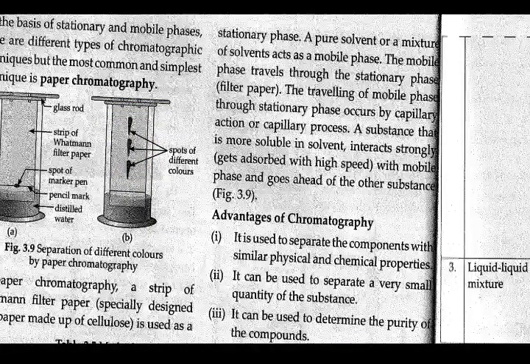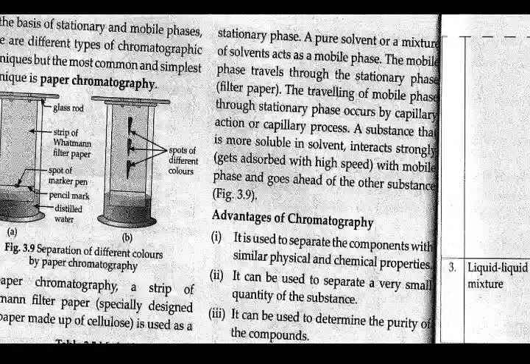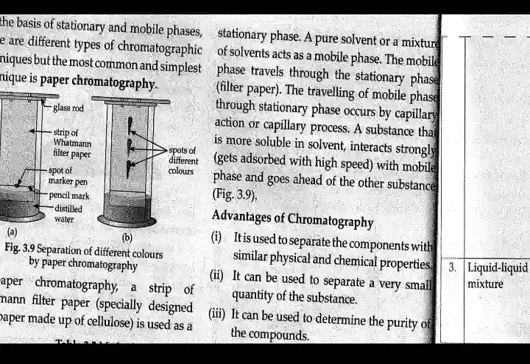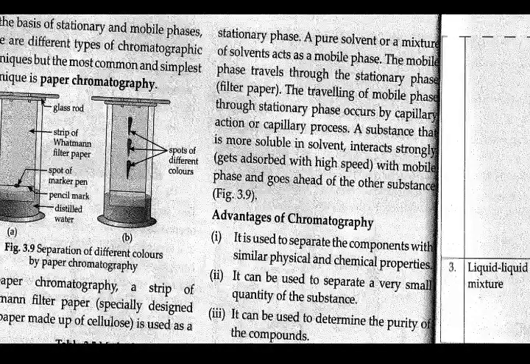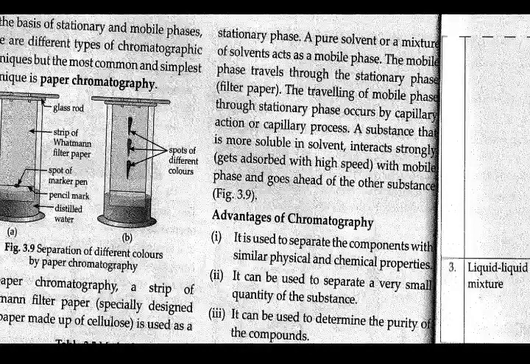So the travelling of the mobile phase through the stationary phase occurs by capillary action, because the pores present in the filter paper act as capillary tubes and work through capillary force. A substance that is more soluble in the solvent interacts strongly with the mobile phase, gets carried with high speed, and goes ahead of the other substances.